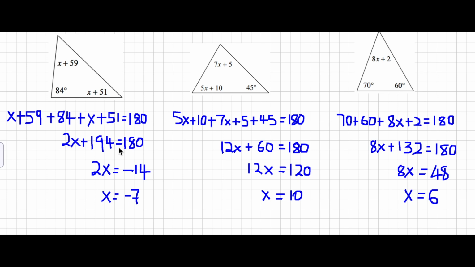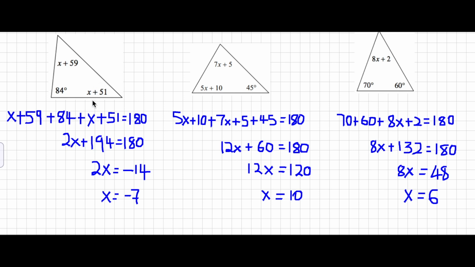And then the next step here is to subtract 194 from 180. And that will give you negative 14. So 2x equals negative 14. And then divide both sides by 2, x equals negative 7. Now, only the variable x is negative 7. It doesn't mean that the angle is negative 7.